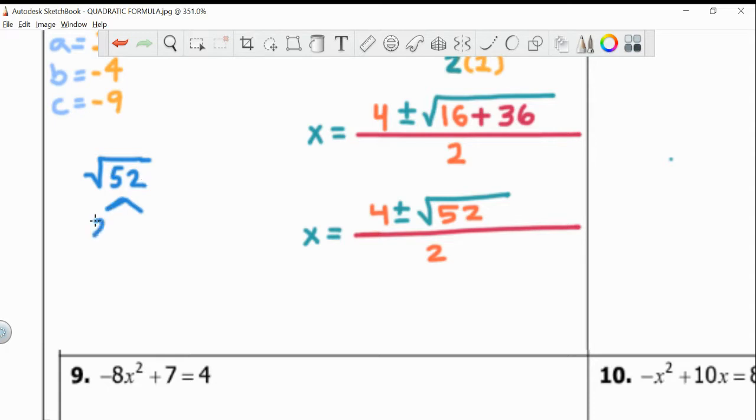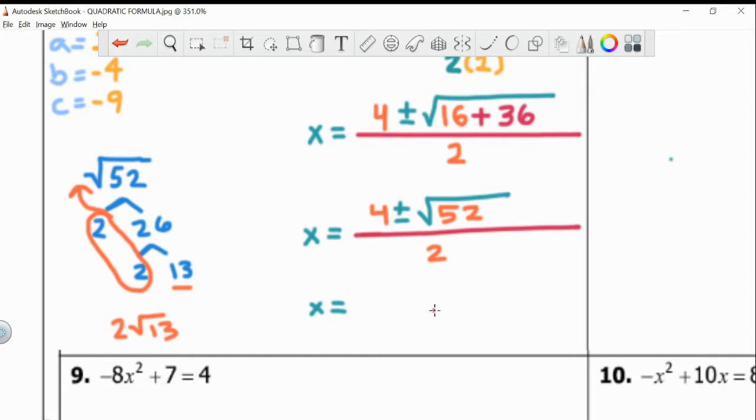Okay, 52 is 2 times 26. 26 is 2 times 13. And we have square root, so we're circling pairs of numbers. The 2's are coming out front. The 13 is left over. And so we're going to have 2 square root 13. Okay, we're here. Four plus or minus 2 square root 13 over 2.